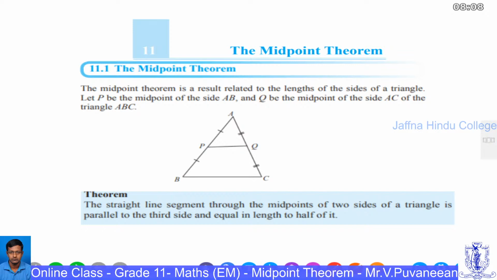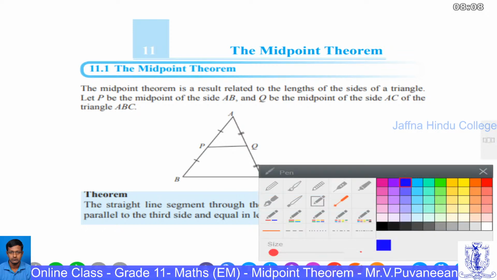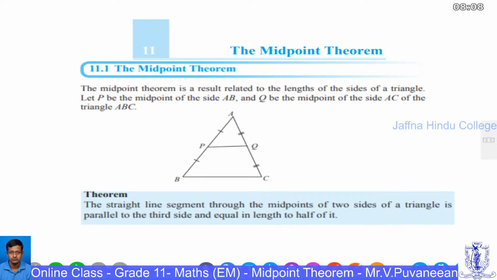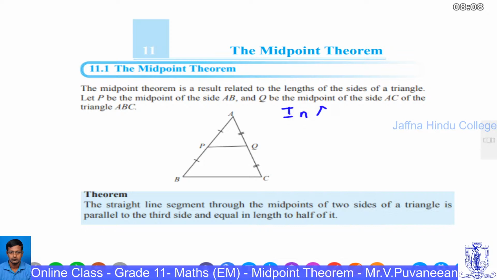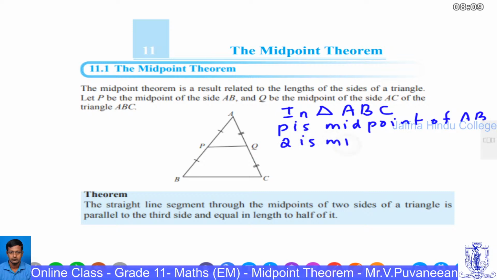Okay, so we can write: in triangle ABC, AP equals PB, or P is the midpoint of AB, and next Q is the midpoint of AC.